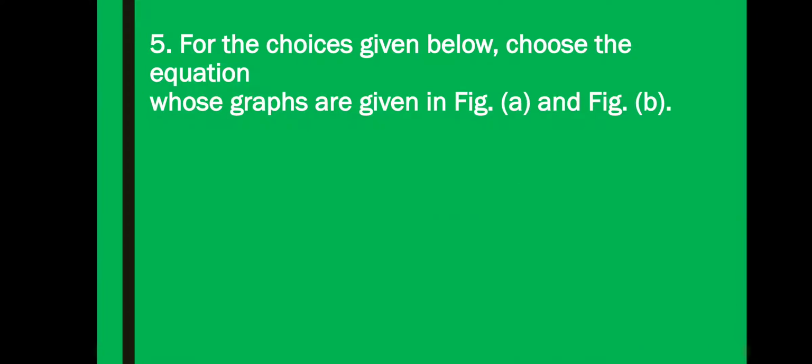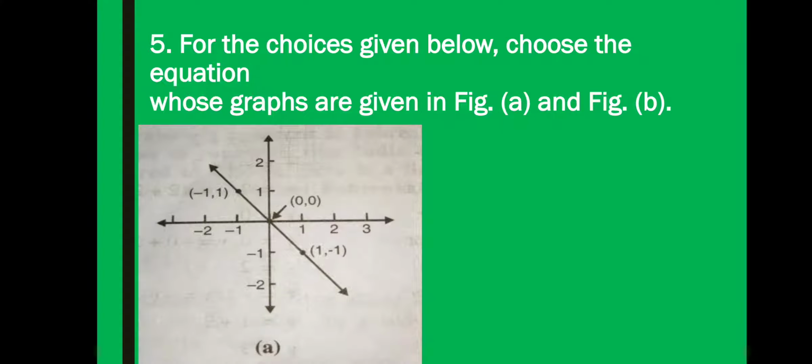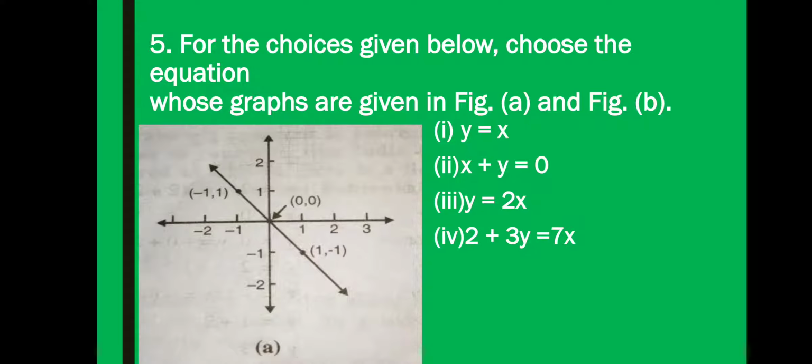Next, question number 5. For the choices given below, choose the equation whose graphs are given in figure A and B. Here you have given figure. Let us see the first figure, that is figure A. Now you have to select the correct equations for this graph. Now you have first option y is equal to x. Second option is x plus y is equal to 0. Third option is y is equal to 2x. Fourth option is 2 plus 3y is equal to x.